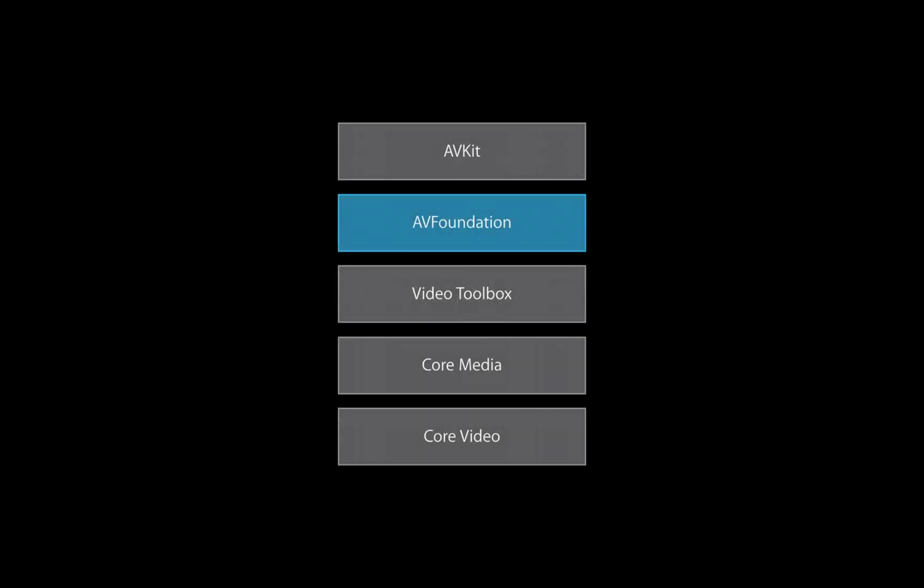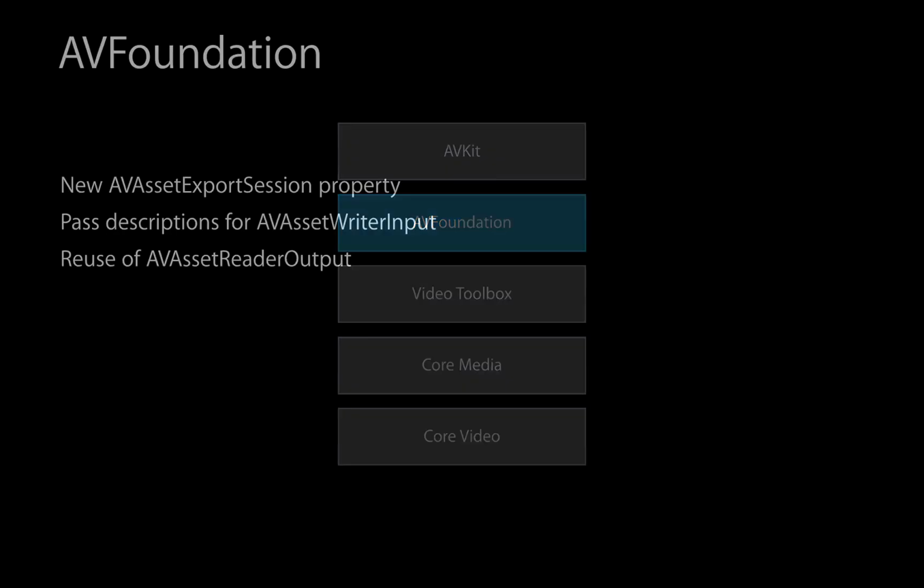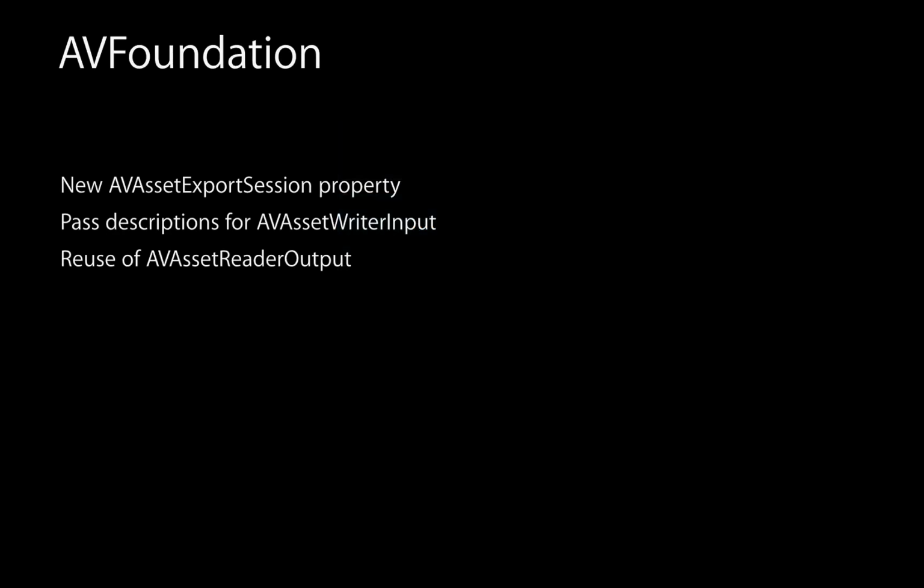Let's talk about new APIs. First off, let's talk about AV Foundation. In AV Foundation, we have a new AV Asset Export Session property. We have new pass descriptions for AV Asset Writer input. And we have reuse on AV Asset Reader output.